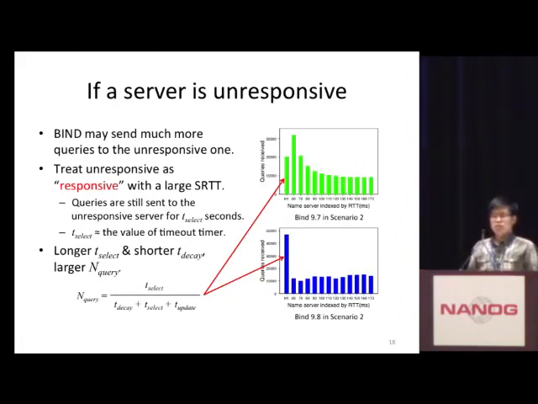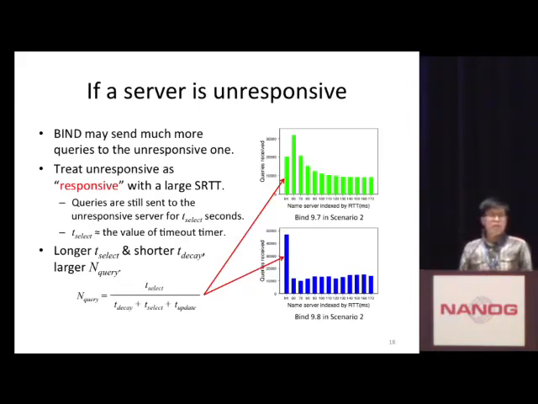For those caching resolvers that use SRTT decaying, they treat the unresponsive name server as a regular name server, but with a very, very large estimated round-trip time. So they expect that this name server will wait a long time to decay to be the least one so that they can be queried again. However, this assumption is not true when the query rate is high and the decaying speed is faster.